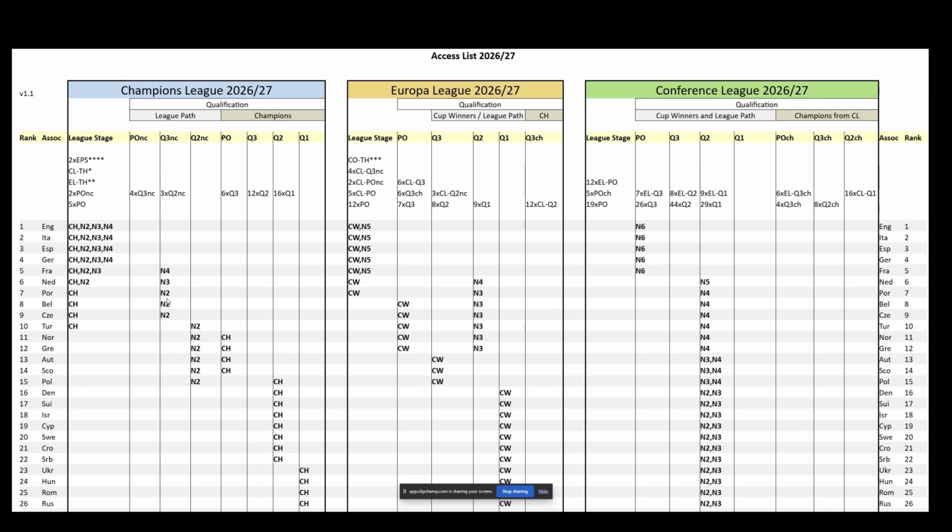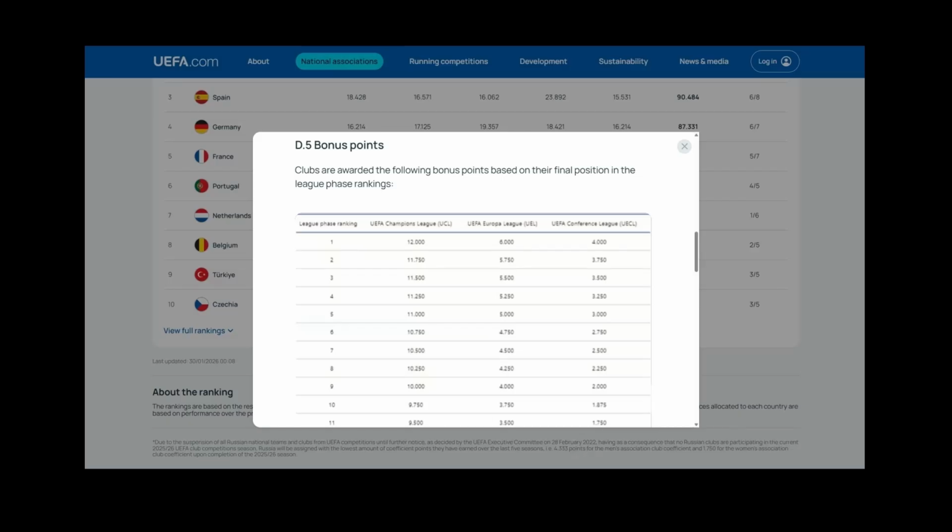Only the top 10 is actually ensured a participant in the Champions League, whilst the top 15 has 2 qualifiers, and after that, there's only 1 qualifier per country. But there are also other spot changes, as you can see in Europa League and Conference League.